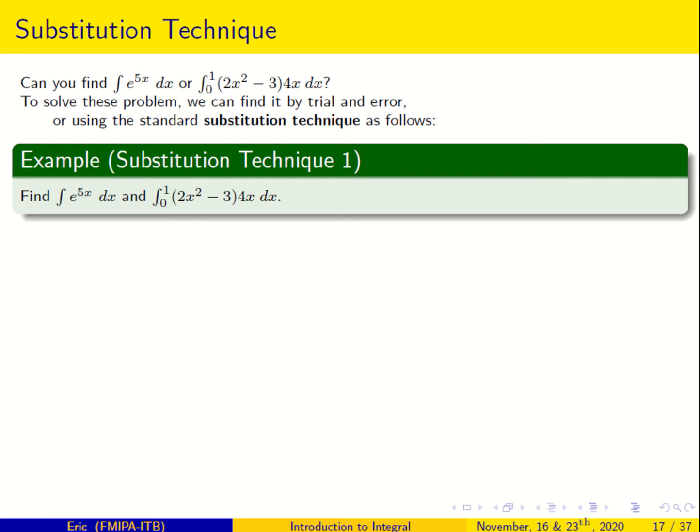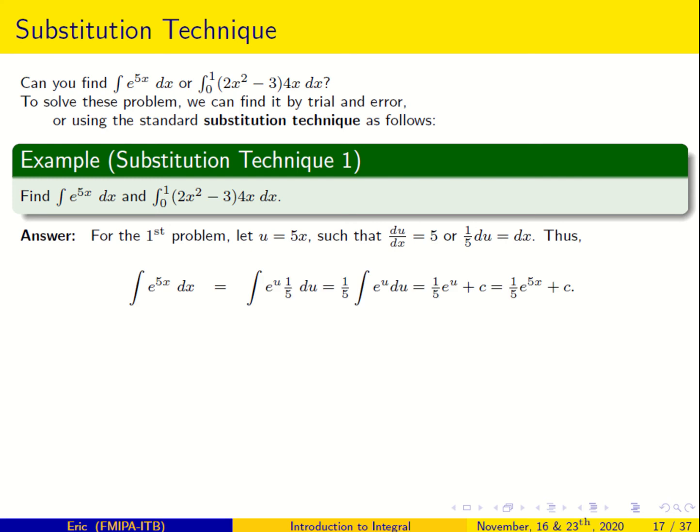I will just discuss this using examples. For the first problem, let u equal 5x. So du dx is 5. This means du is 5 dx, so 1/5 du equals dx. So this can be changed into the integral of e to the power of u, and dx is 1/5 du. And the constant can come out of the integral, so I have this.